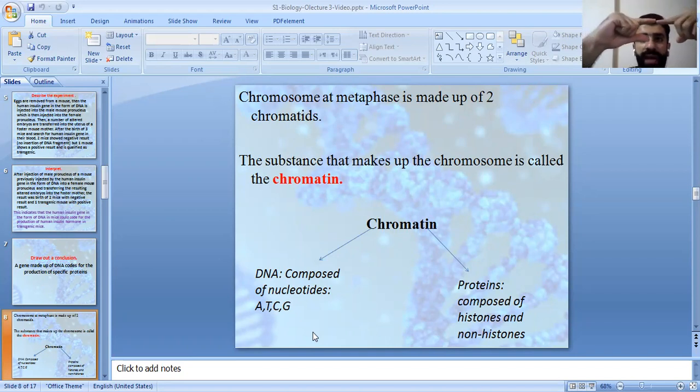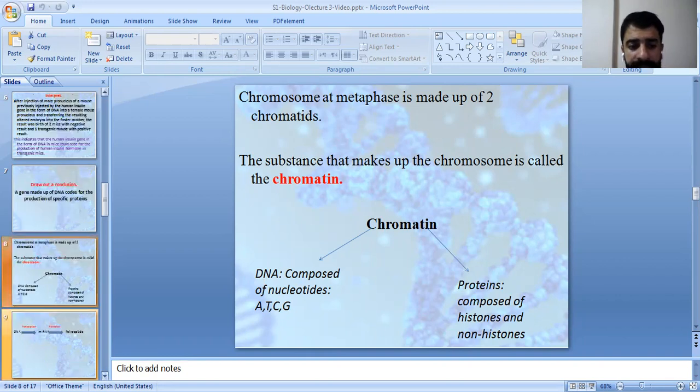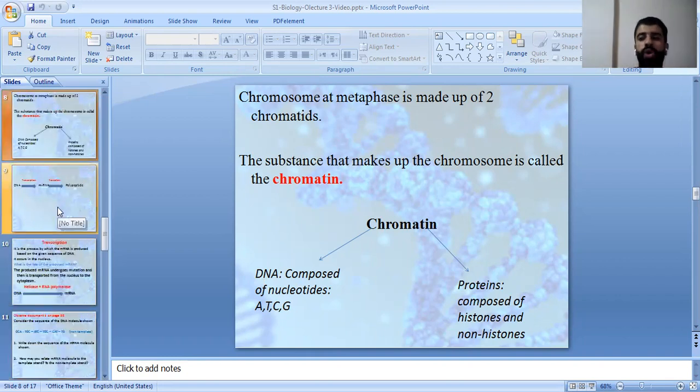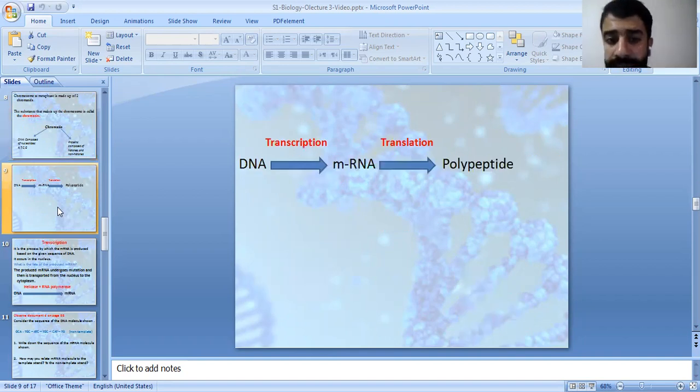In the first strand, we have G. The second should be C. In the first strand, we have A, so it should be T. The first strand, we have G. The second should be C, and so on. This is the sequence of the DNA, where A and T are complementary, and C and G are complementary. Also, we have proteins composed of histones and non-histones. We're going to talk about them later. But now, we will focus on the nucleotides A, T, C, and G, and we will work on this whenever we talk about transcription and translation.